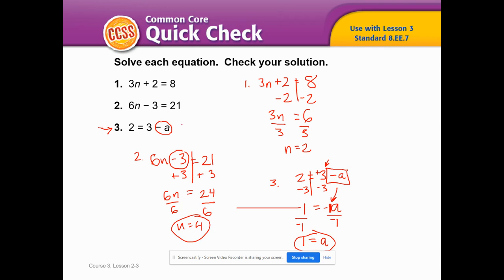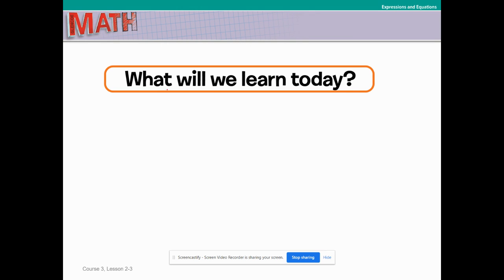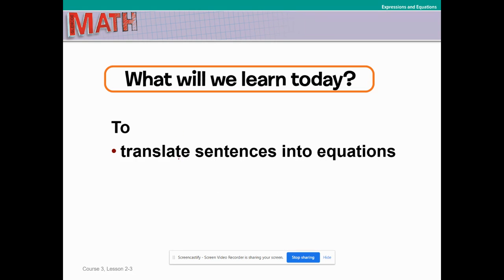We're getting into Lesson 3 today, writing equations. So what are we going to learn? Today we're going to learn to translate a sentence into an equation. That means take a number sentence full of words, words like plus, minus, less than, etc., and turn it into something like x plus 5 equals 10. We're translating it into the math equation, the algebra.